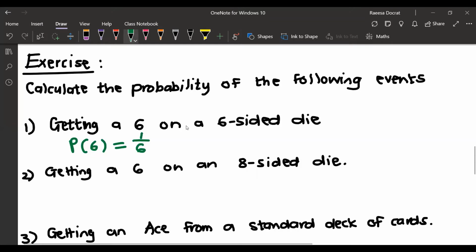Now the probability of you getting a 6 on an 8-sided die. You'd still have one 6, assuming you have one of each number. And this time you have 8 sides, so 8 options. So then the probability is 1/8.